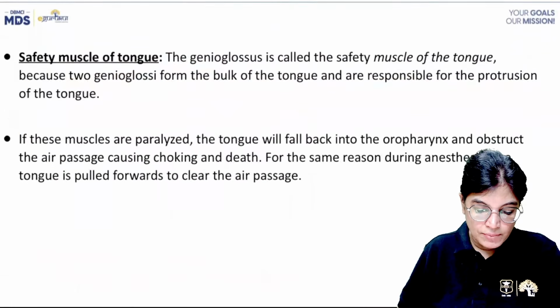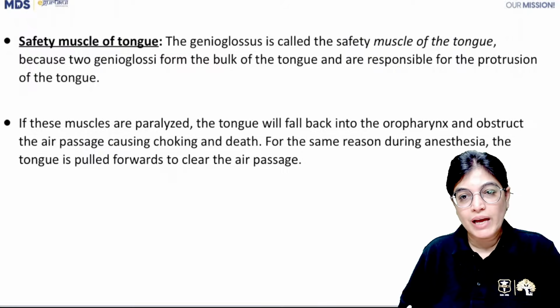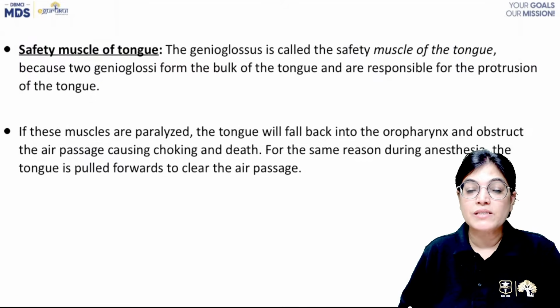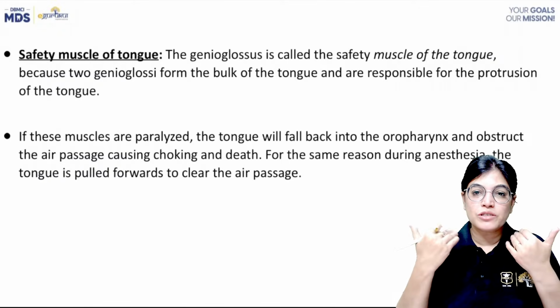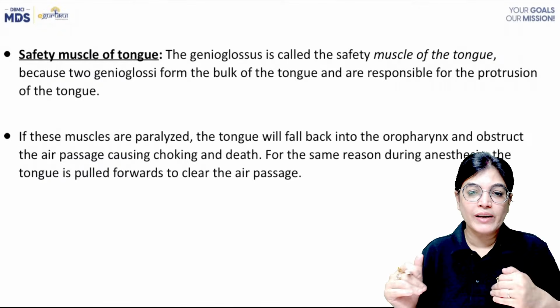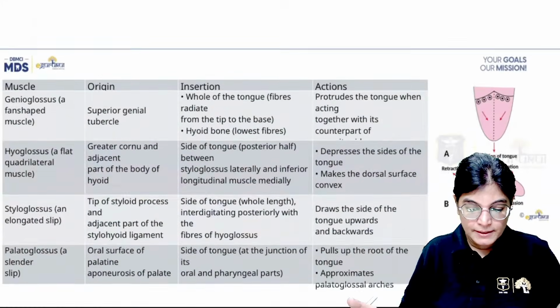Okay. Now, coming to the safety muscle of the tongue, we have already talked. It is the genioglossus muscle, the most bulky muscle of the tongue, which on bilateral contraction is protruding the tongue. So it is preventing the tongue from falling backwards.